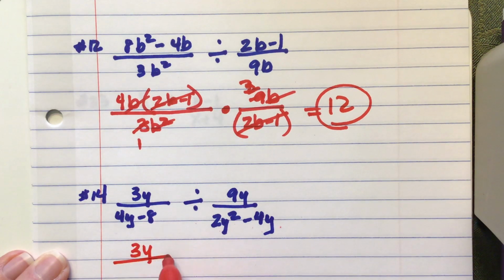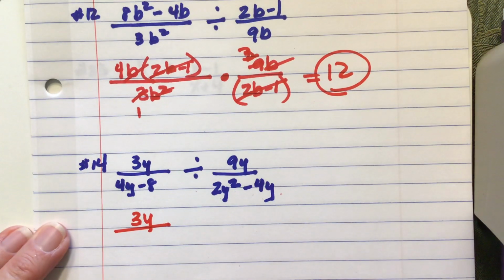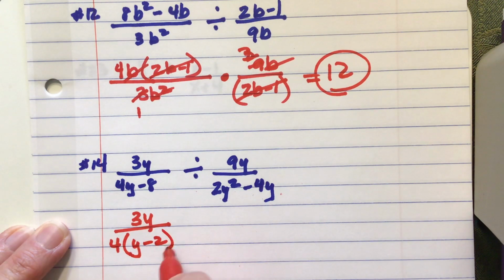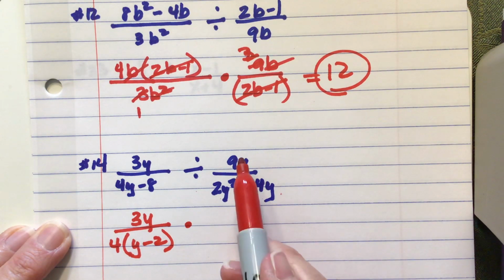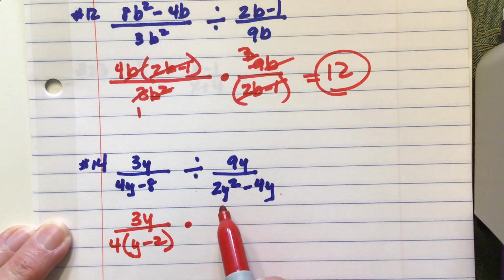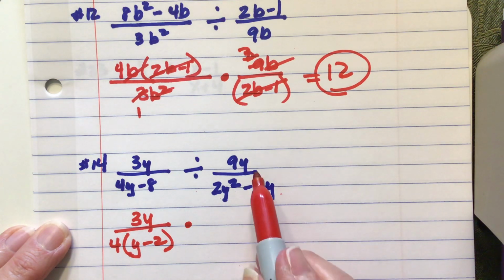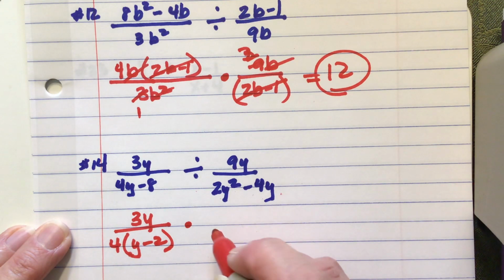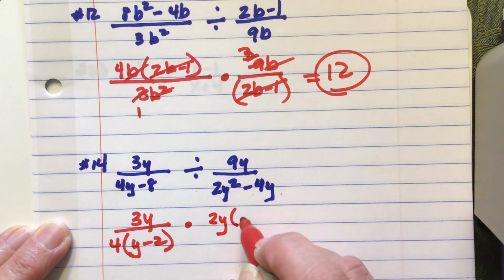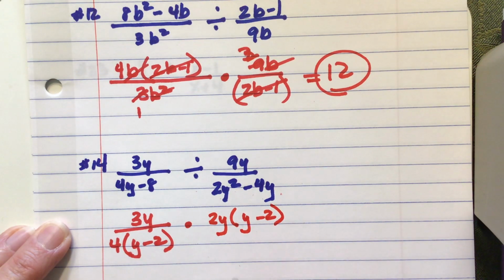This I have 3y, and then in the denominator I have 4, and this is y minus 2 in the denominator. And instead of dividing, I'm going to change that to multiplying, and I'm going to use the reciprocal. And the reciprocal of this is 2y squared minus 4y over 9y. But let me factor something out of here. I can factor out a 2y, and this becomes y minus 2. And my denominator I leave is 9y.